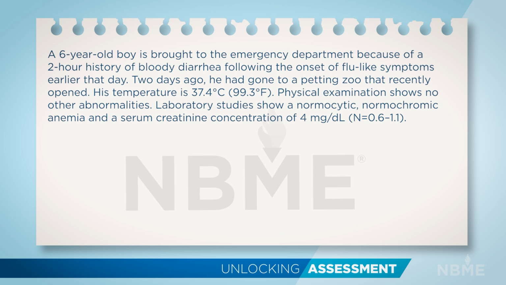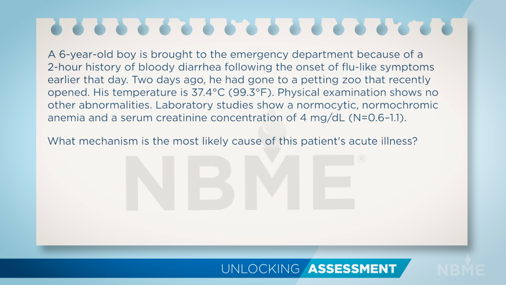Laboratory studies show a normocytic normochromic anemia and a serum creatinine concentration of 4. What mechanism is the most likely cause of this patient's acute illness? Please put your answers in the chat.